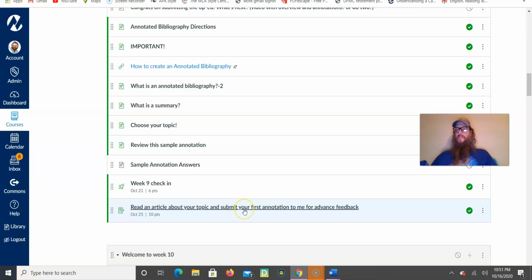Because if you understand it and you can do it really well, then really the big challenge going forward is just to find the sources and read them thoroughly. If you understand how to do the annotations, right, then that's all that's left. That's about all I've got.